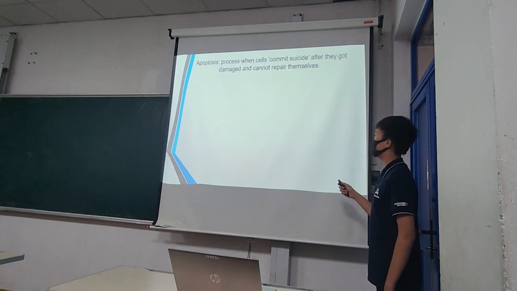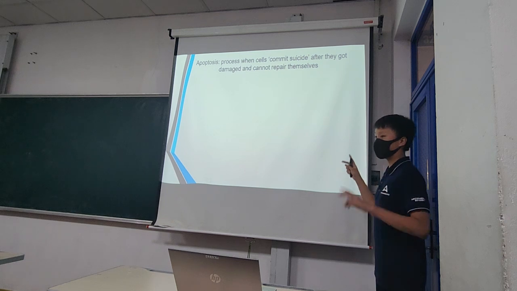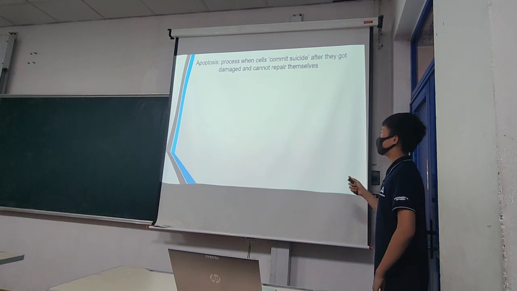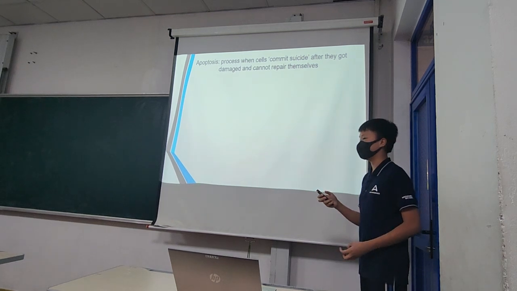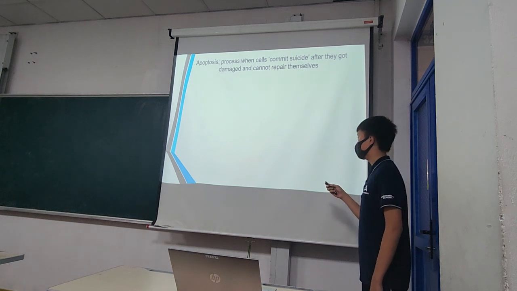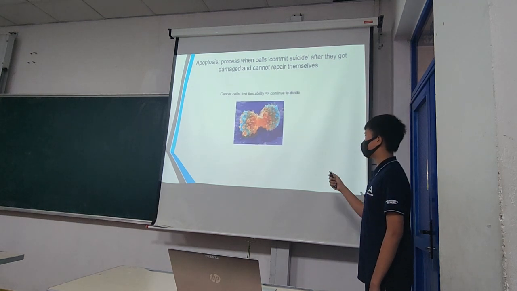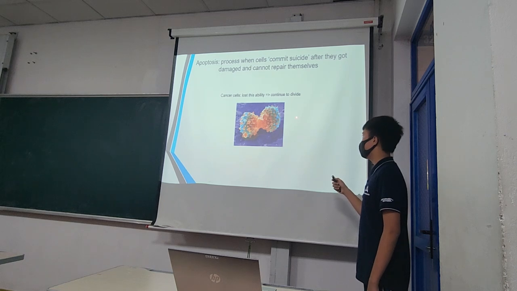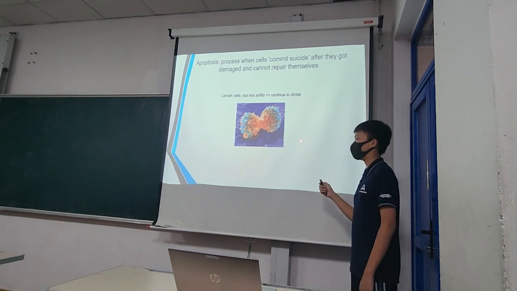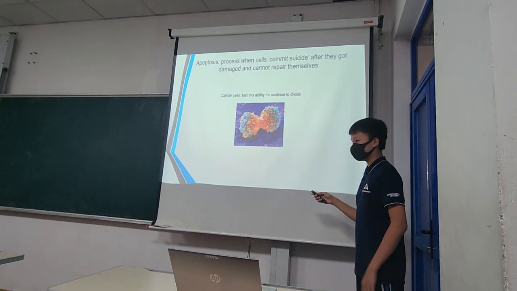Apoptosis is the process when cells commit suicide after they get damaged and are incapable of repairing themselves. However, cancer cells have lost this ability, and they will continue to divide in their affected version.